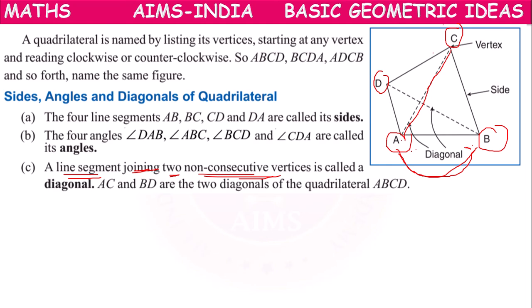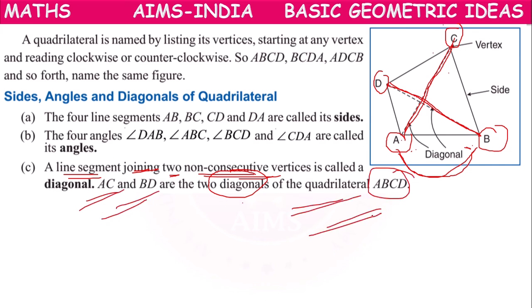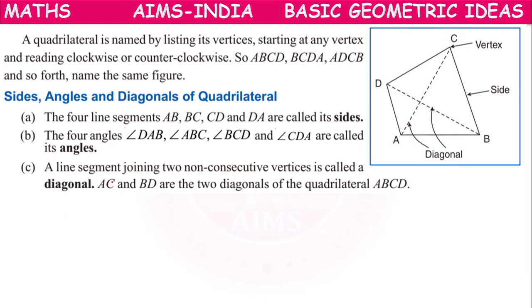If we join the non-consecutive vertices, the line segments so formed, these two line segments, are called diagonals. So one is AC, another one is BD, the two diagonals of the quadrilateral ABCD. So a quadrilateral consists of 4 sides, 4 angles, 2 diagonals.